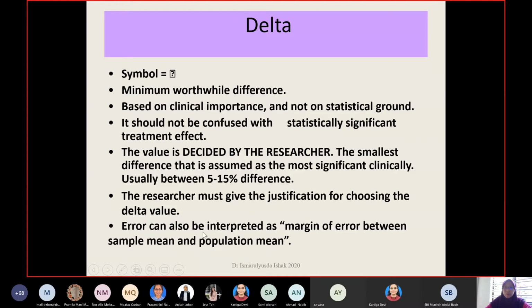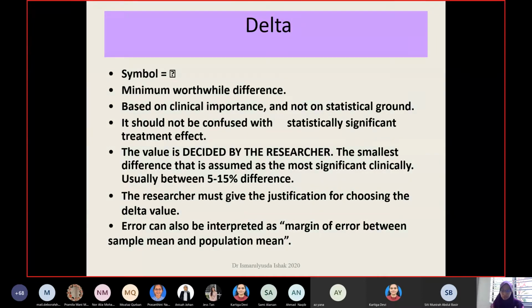This error can also be interpreted as the margin of error between the sample mean and the population mean. You have taken your sample, before taking your sample, you have your own study, your own research. The population is this value. So the difference between your sample and your population, that is your delta or margin of error.